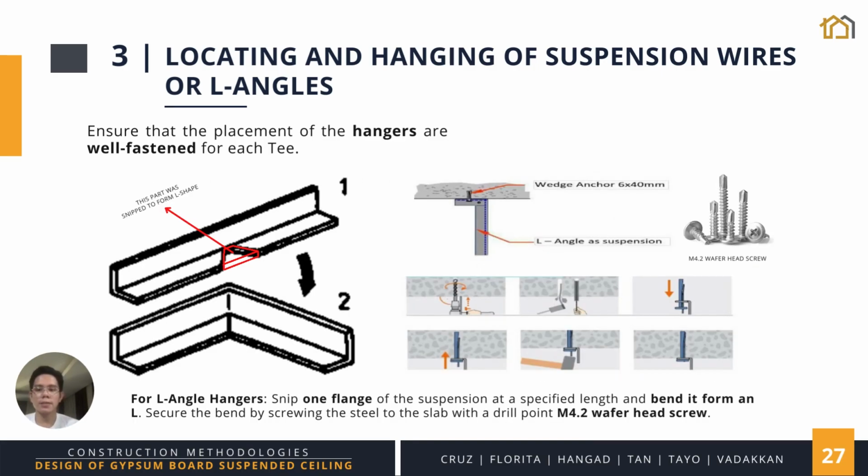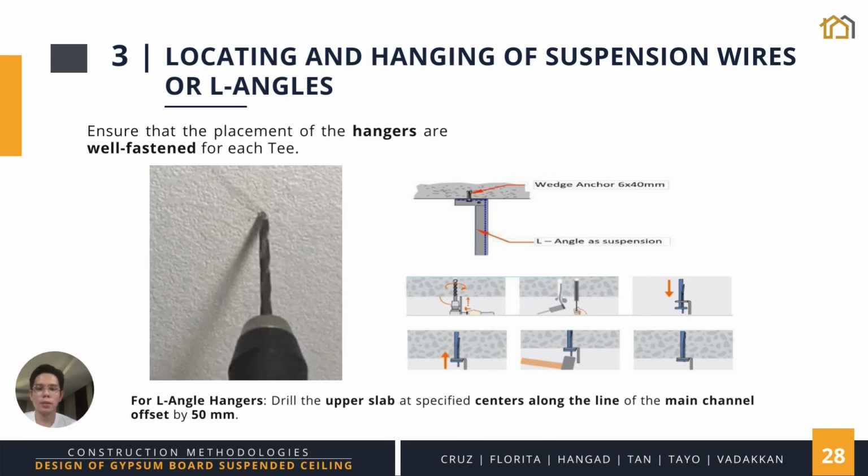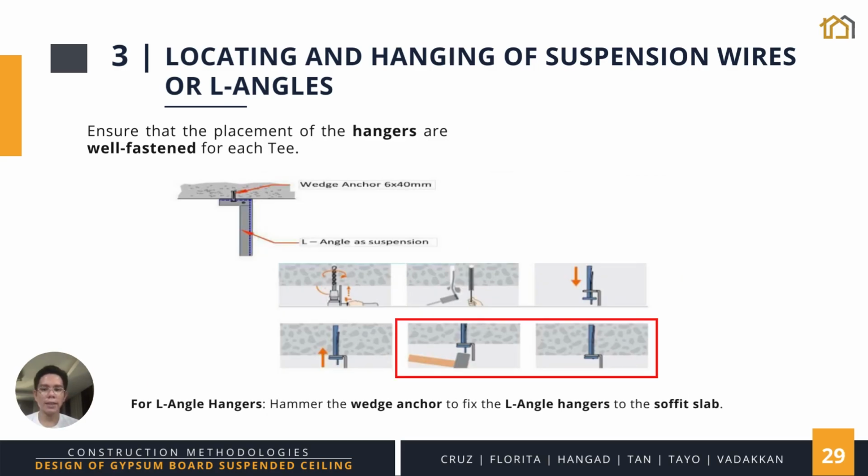For suspension angles, we need to snip the flange at a specified length and bend it to form an L shape. Then we secure the steel to the soffit of the slab with a drill point M4.2 wafer head screw. To insert accordingly the screws, we drill the upper slab at specified centers along the line of the main channel offset by 50 millimeters. Finally, we hammer the wedge anchor to fix the angle hangers to the soffit slab, as seen in the two pictures that are boxed below.